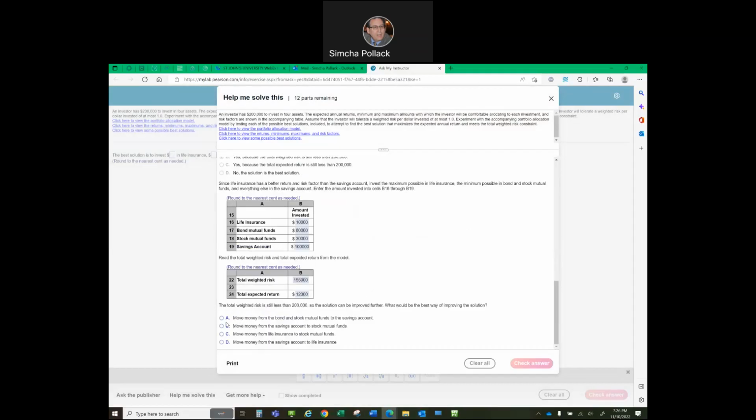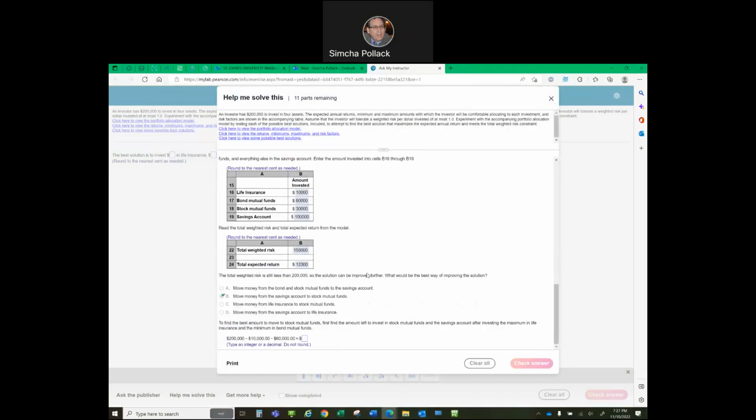So move money. Here, what would be your best way of improving the solution? Move money from bonds and stocks to the savings account? No, that's going to give us lower risk. Savings account to stocks and bonds, that will increase the rate of return. Move money from life insurance to stock? No, that will decrease it. No. So I think we're still short of a lot of risk, so we can increase the risk by moving money from the savings account to stock funds. And we got it right.